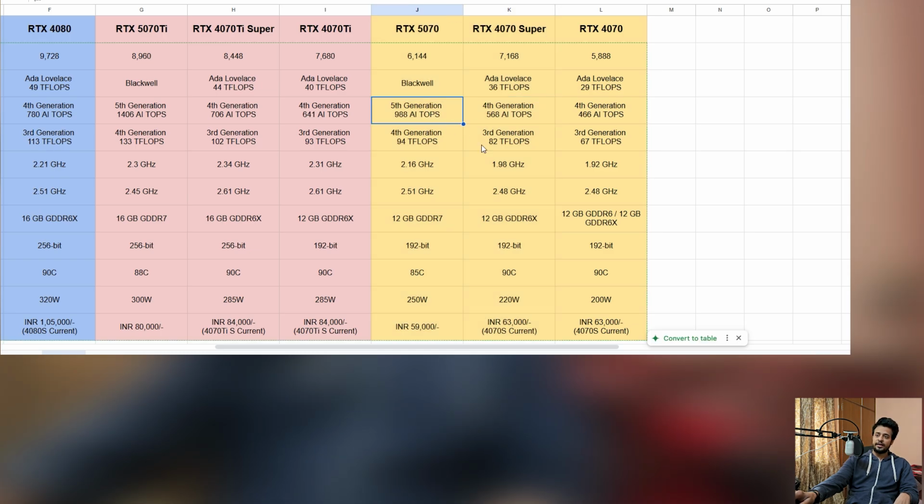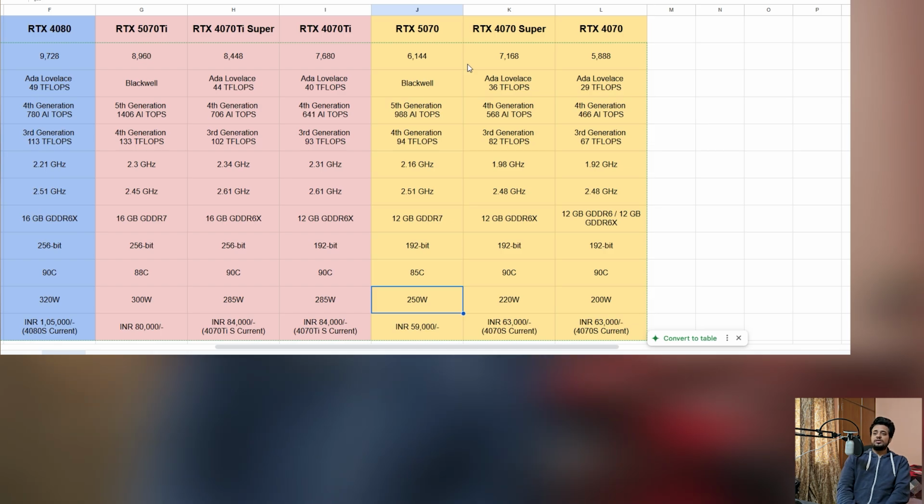568 AI TOPS to 988, 82 teraflops of ray tracing to 94, 1.98 to 2.16, 2.48 to 2.51. There are improvements here. 12 gigs of GDDR6X to GDDR7, 12 gigs. Bus width remains the same. The power consumption is 220 watts compared to 250 watts. Now, there's actually a reduction in CUDA cores on the RTX 5070 when you compare it to the 4070 Super.